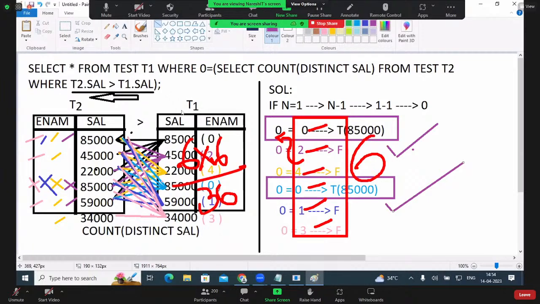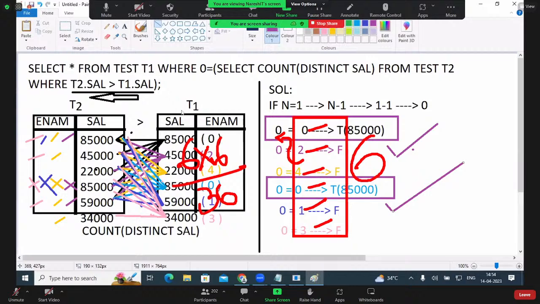Same output, finding the first highest salary employee details. If I need to find that employee, a non-correlated subquery will take 12 seconds to produce your result. But a correlated subquery takes 42 seconds to produce the same result. Now tell me, which is faster? Non-correlated. Which performance is good?